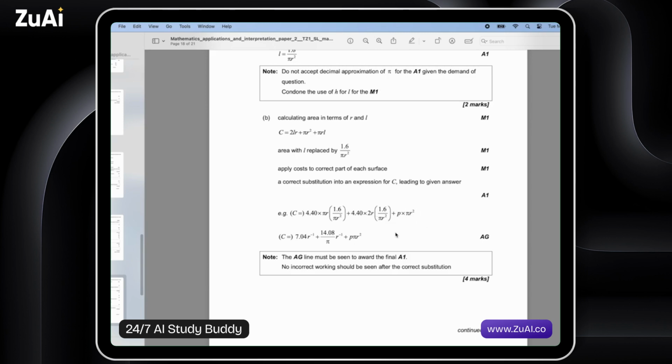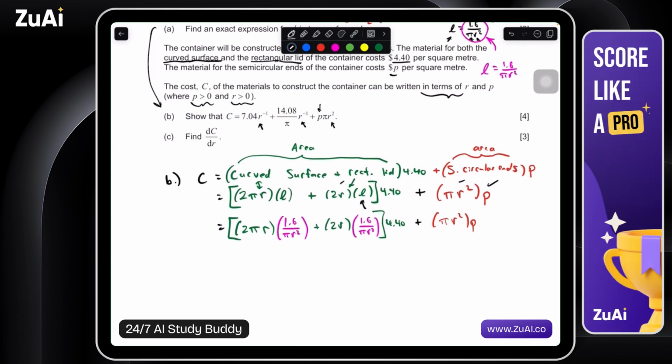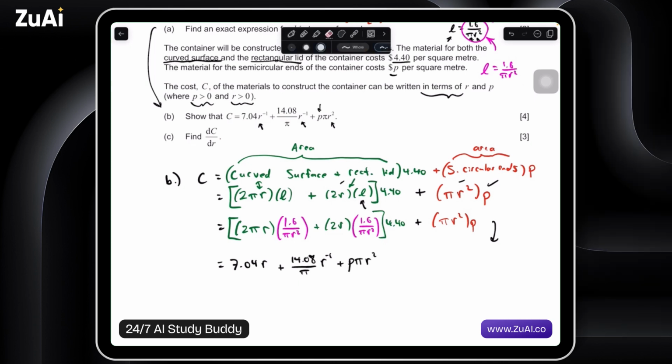Okay, let's go back to the document. Okay, so I don't think I'm actually going to expand this. Do I want to? No, that's okay. I think that's fine. After that, it leads to 7.04 r to the negative 1 plus 14.08 over pi r to the negative 1, once again, plus p pi r squared. Alright. Certainly a challenging question.